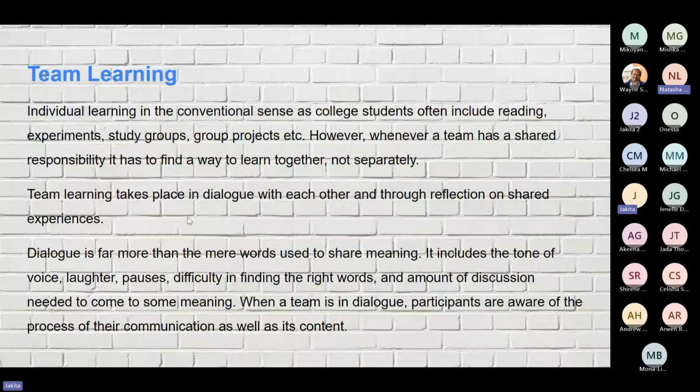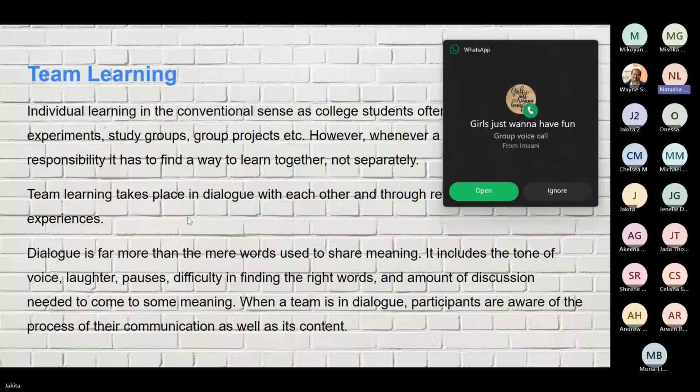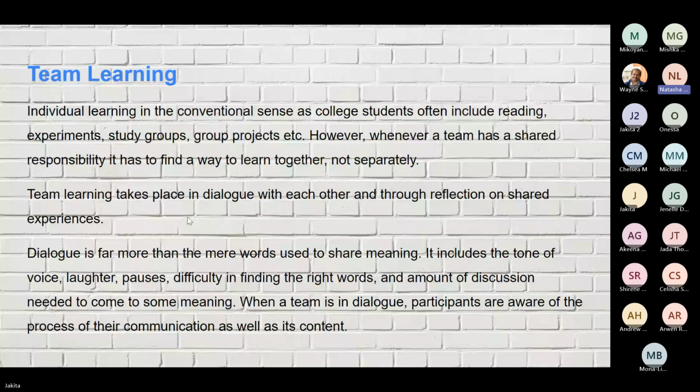Individual learning in the conventional sense of college students, as we are here sitting together, often includes reading, experiments, study groups, group projects, etc. However, whenever a team has a shared responsibility, it has to find a way to learn together, not separately. Team learning takes place in dialogue with each other and through reflection on shared experiences.